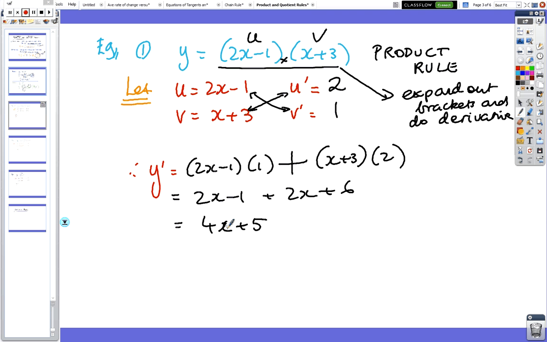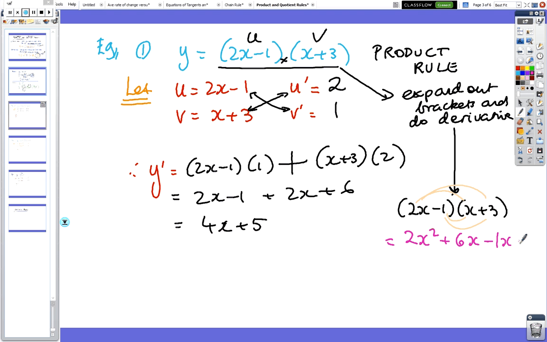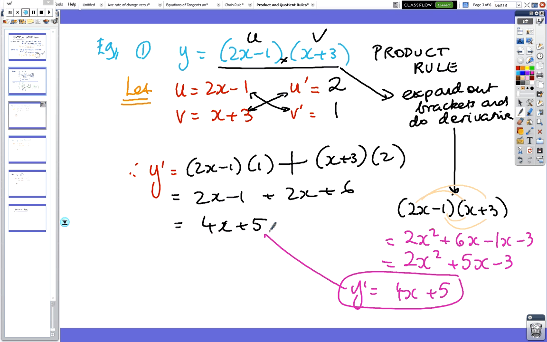Now if we had done the expansion of 2x minus 1 times x plus 3, just using the rainbow method that we've done since year 9 maybe, so we get 2x squared plus 6x minus 1x minus 3 equals 2x squared plus 5x minus 3, then the derivative would have been 4x plus 5, which is the same. Okay, so you can expand the brackets, but with this one we're going to use the product rule. You wouldn't use the product rule unless you really had to, you were forced to do it. Okay, copy and come across.